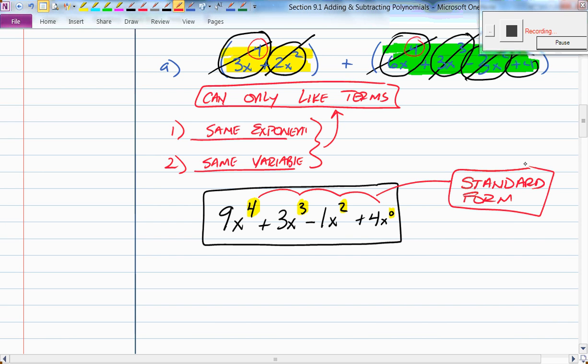So a great question would be, what is standard form over here? Yeah, define what is standard form. That's a great question. Define what is standard form. Okay.